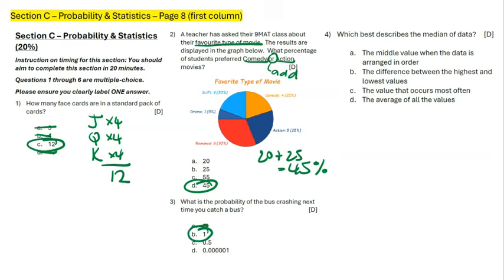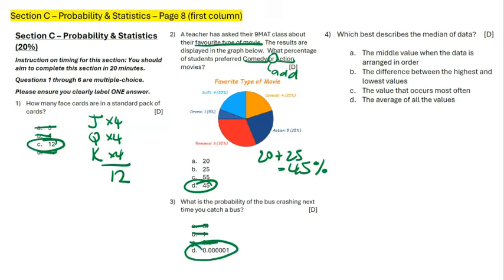A probability of 1 means it's something that's guaranteed to happen. And bus crashes, well, hopefully they're not guaranteed to happen if you're on them. But they don't happen all the time, so it's not guaranteed. C is the next one. This is a really common probability. That's a 50-50. And that's not going to be the case as well.